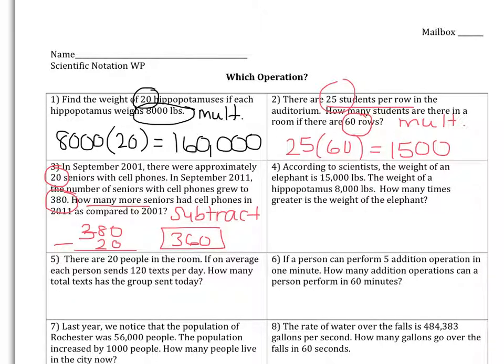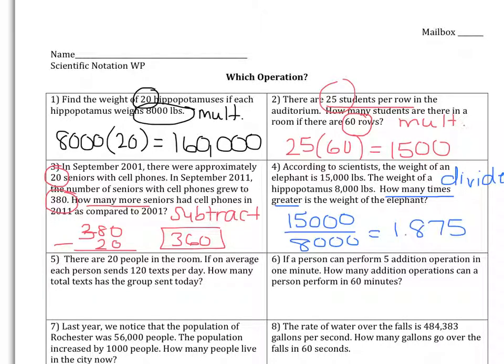Okay, according to scientists, the weight of an elephant is 15,000 pounds. The weight of a hippopotamus is 8,000 pounds. How many times greater is the weight of an elephant? This, how many times greater? It's asking you to compare the two amounts. This is where we divide. So we're going to take the greater weight, the elephant, divided by the smaller weight, and we get 1.875. So that's how many times greater it is, 1.875. Okay, let's keep going.